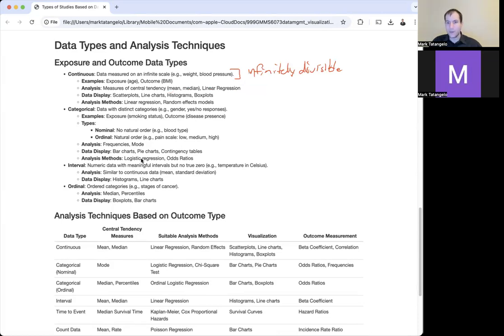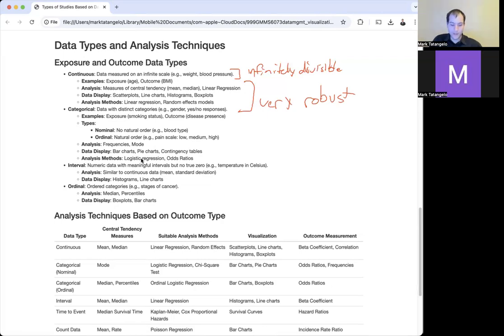You can use linear regression, random effects models for continuous data. So continuous data, very robust and a lot of accuracy with continuous data. So categorical data, it's with distinct categories. For example, yes, no responses. Example would be smoking status or disease presence or absence.